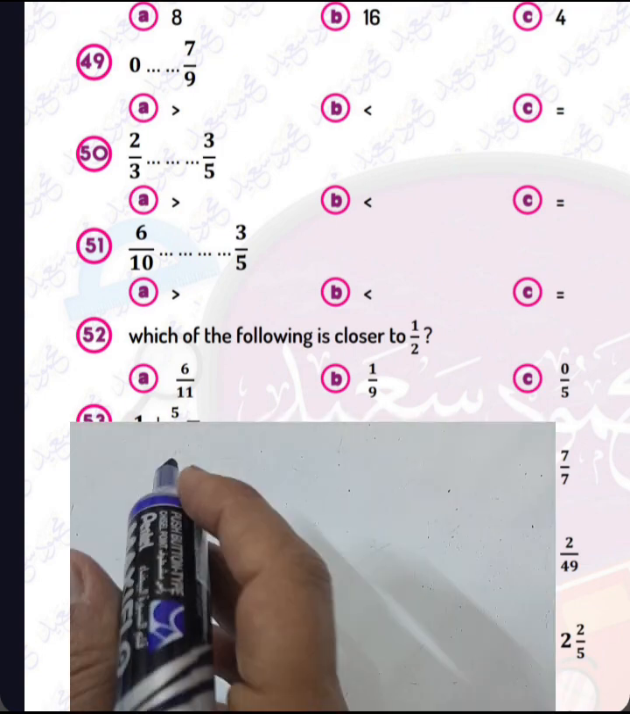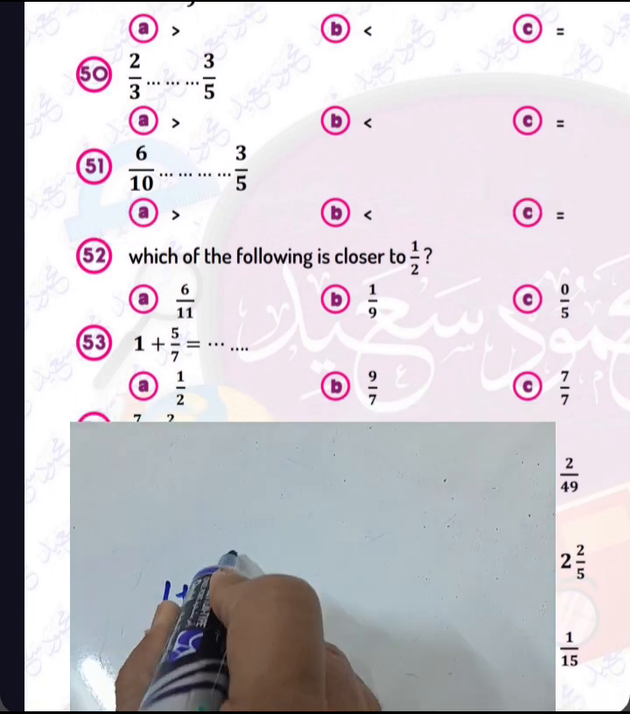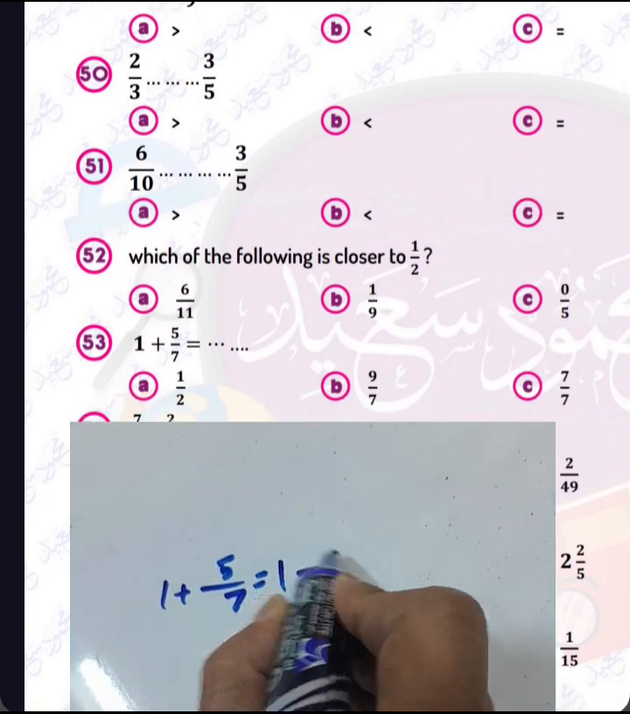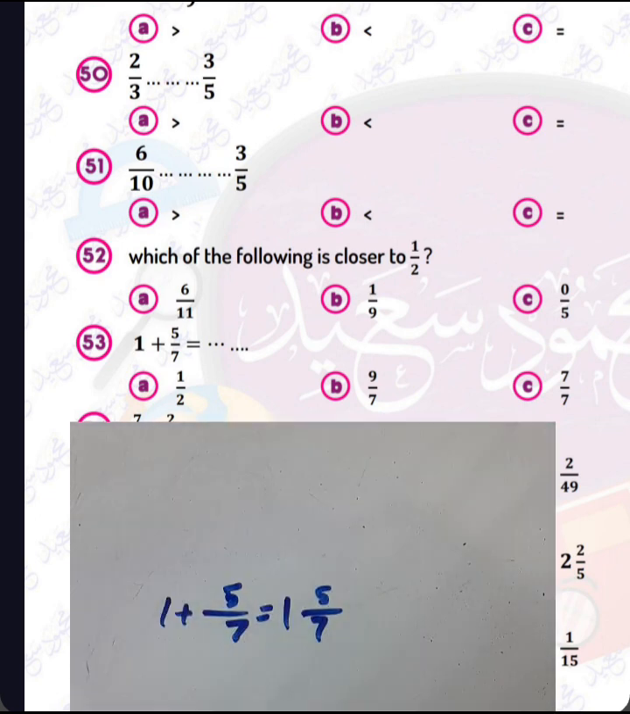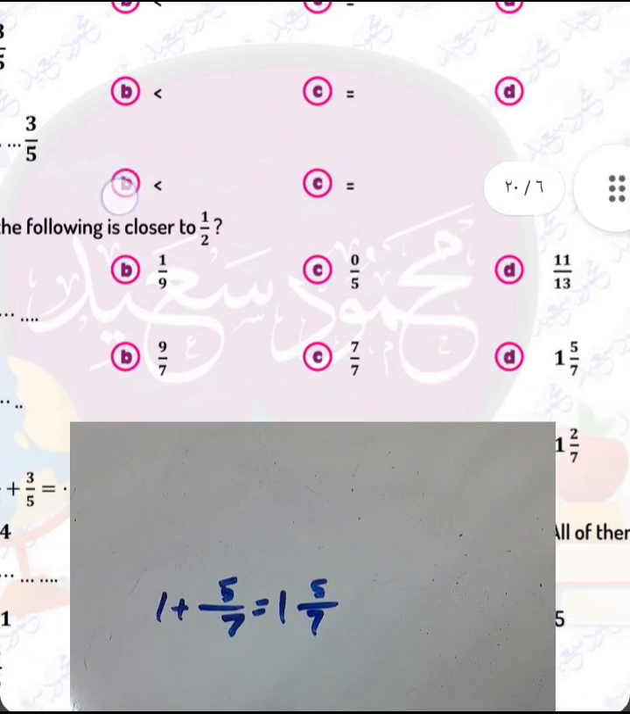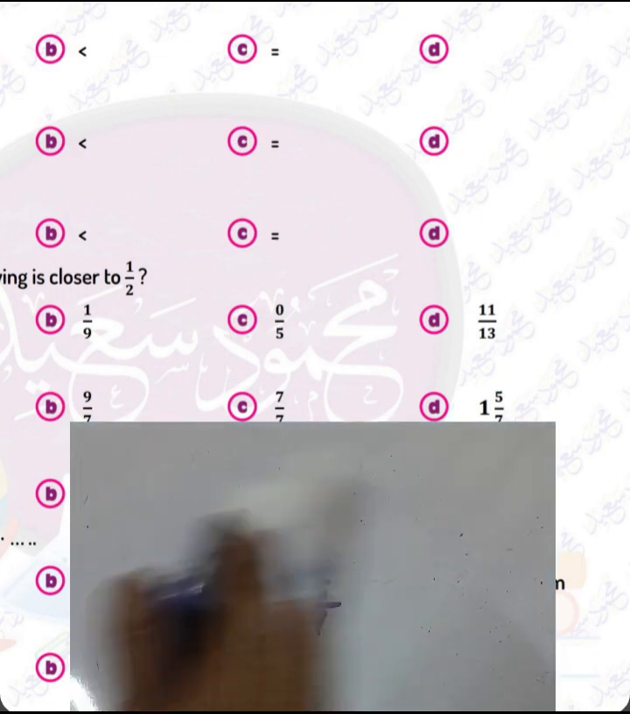Choose letter A. Okay, 1 plus 5 over 7, we can write 1 and 5 over 7 behind it, and then you can convert this fraction here. Okay, choose letter D.